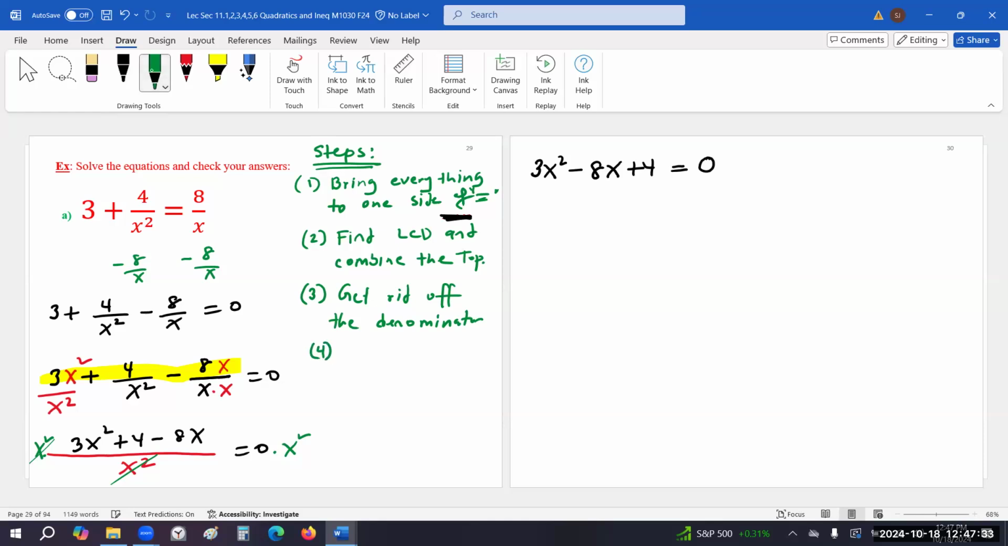Next, we are going to solve. And now we have many choices. If it's factorable, we are going to use factoring. If it's not factorable, we can use the quadratic formula. But our goal is to solve for x. And we have choices: either by factoring, if it's factorable, or if it's not factorable, using the quadratic formula.